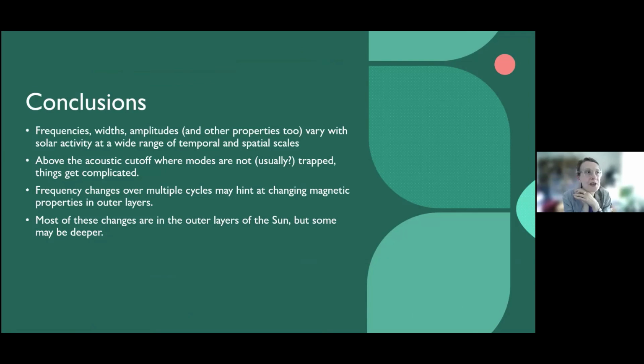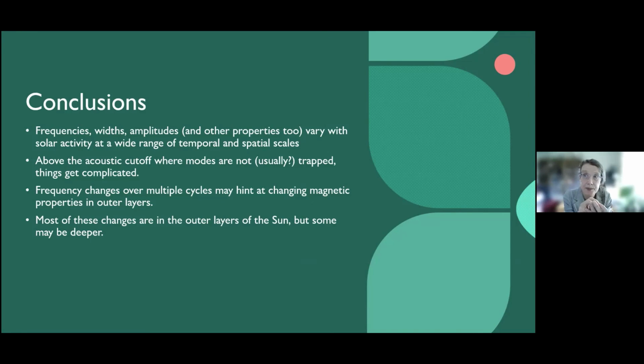So to sum up, we can say that the frequencies and the widths and the amplitudes and some other properties of helioseismic modes vary with solar activity over a wide range of temporal and spatial scales. And this can tell you things about the properties of the outer layers and atmosphere of the sun. And it gets really complicated when you get into the modes that aren't always trapped. And if you look at it over multiple cycles, you can get some sense of what's going on with the magnetic properties of the outer layers of the sun.